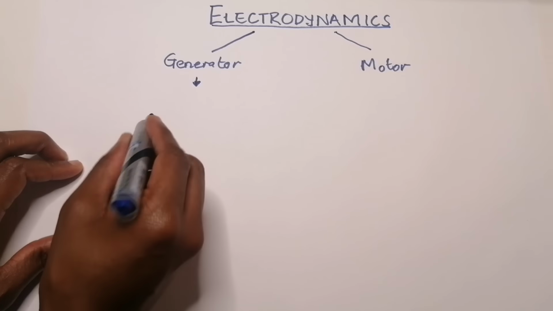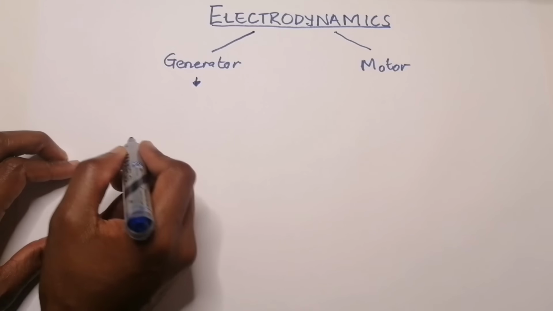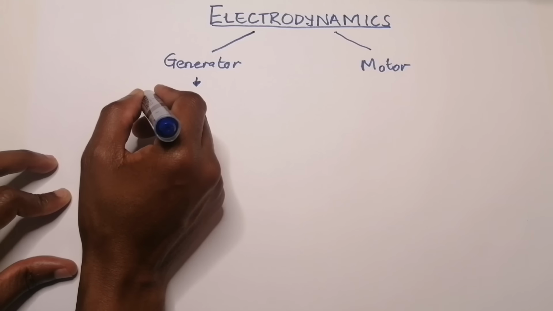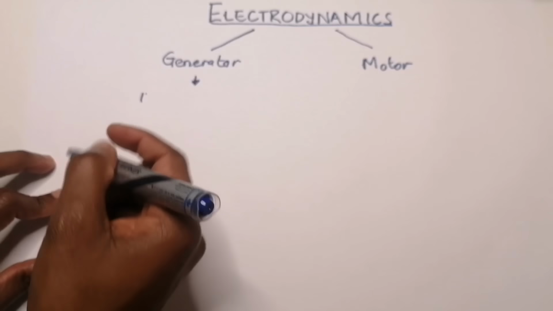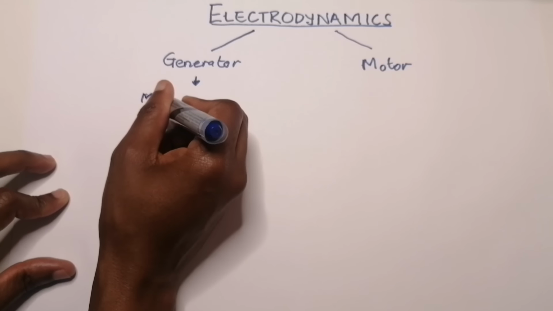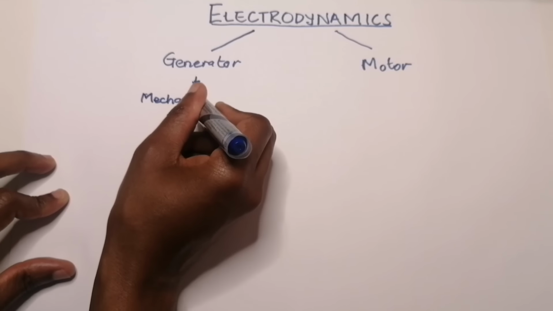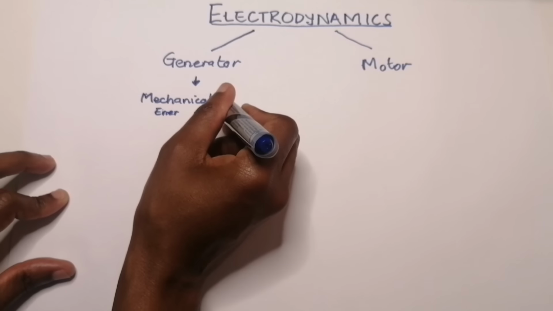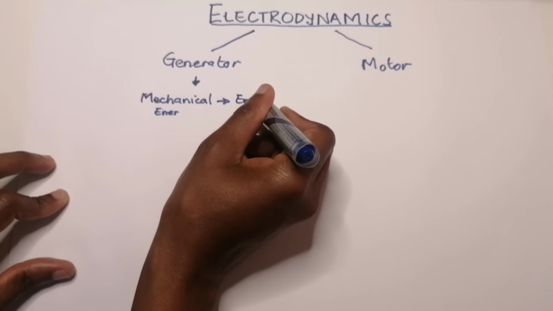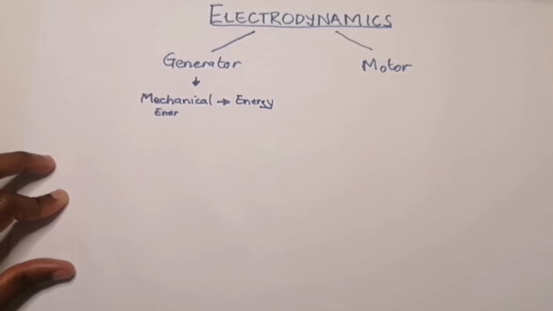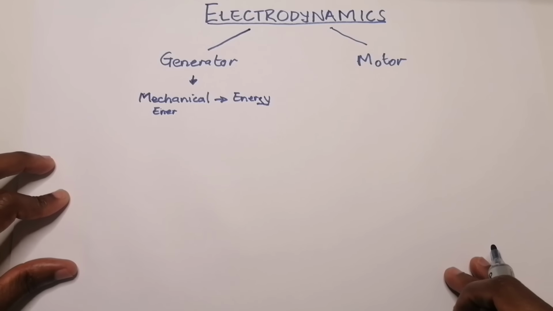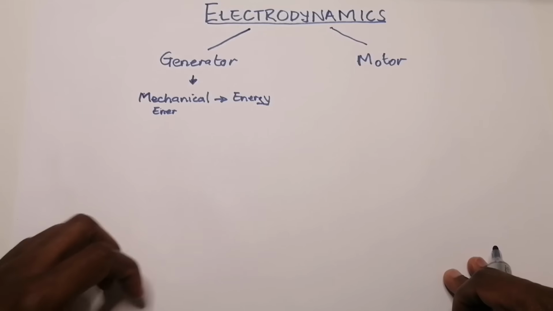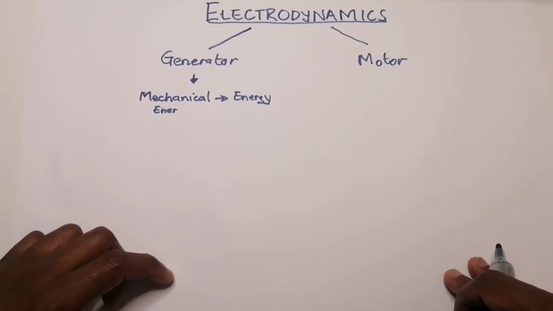Now, in a generator, the kind of energy change that takes place is that we are basically converting mechanical energy, which means movement, into electrical energy. As you know now, because of load shedding, a lot of people are converting to using generators because they need that electrical energy.